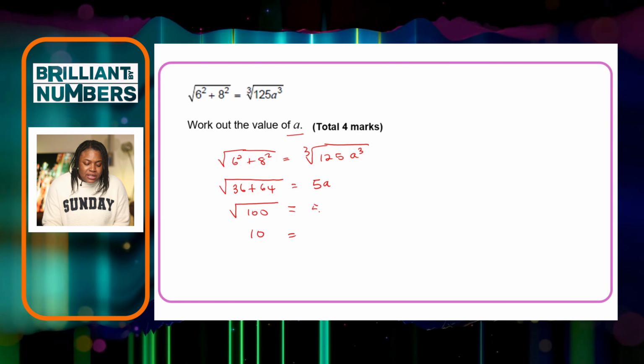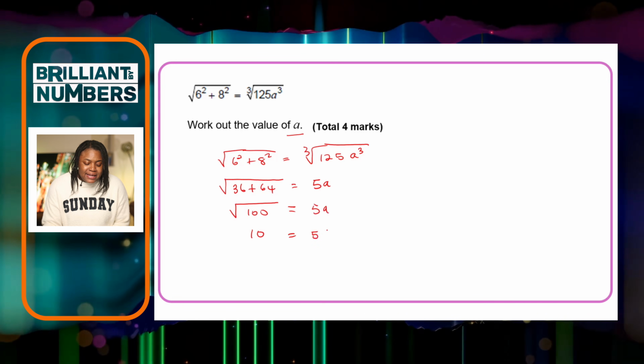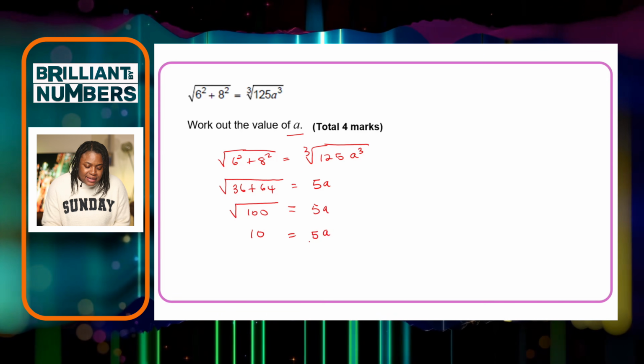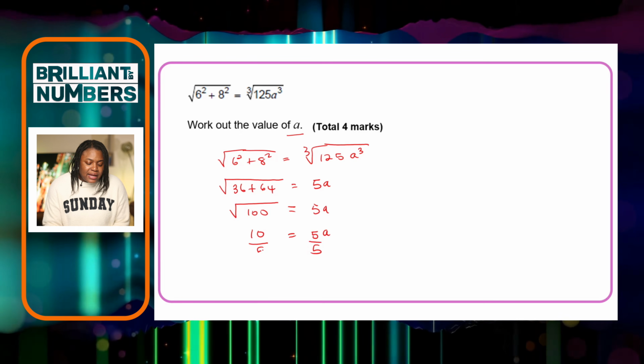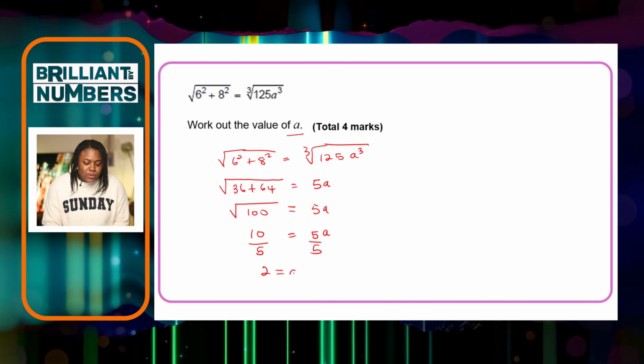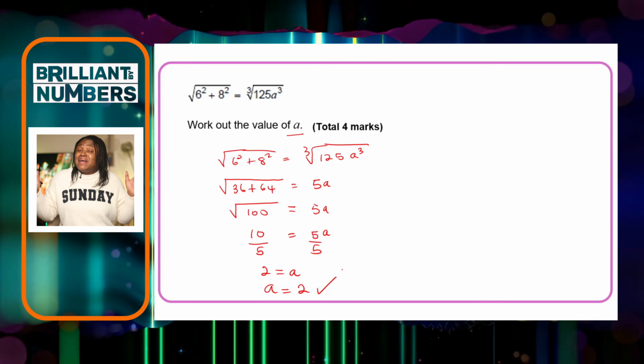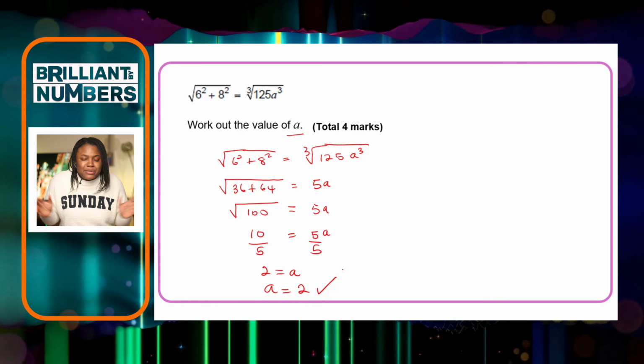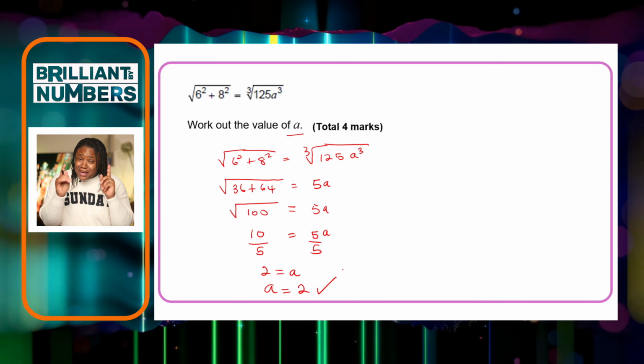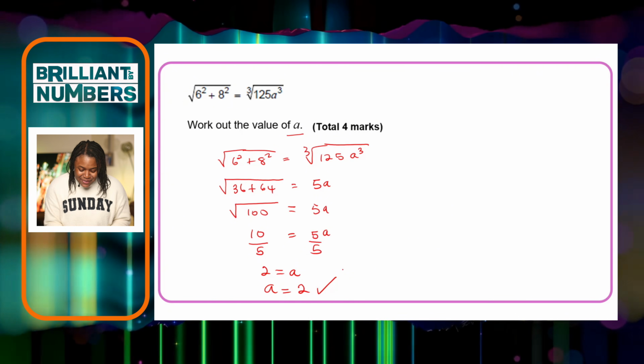So essentially, we are doing 10 equal to 5a. We then need to divide by 5 on both sides. We get that 2 is equal to a, therefore a is equal to 2. So sometimes these things look complex, guys, but it's the way it's broken down to you. Let me know if it's very clear for you.